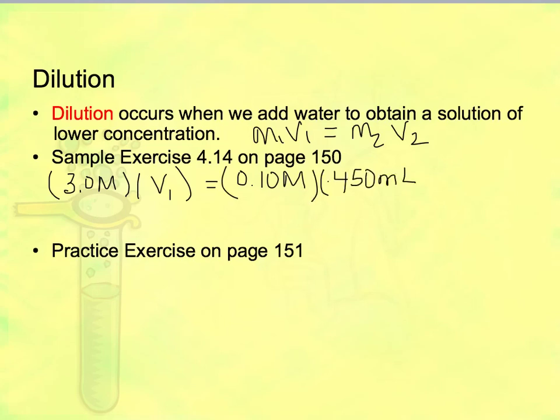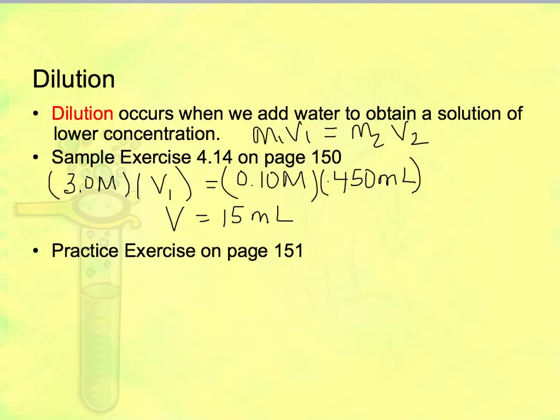Note here that we can leave this in milliliters and just report our answer in milliliters. So V is equal to 15 milliliters. The tricky part with these problems is making sure that you get the ones together and the twos together. So that would be the answer to that problem. And let's try practice exercise on page 151.